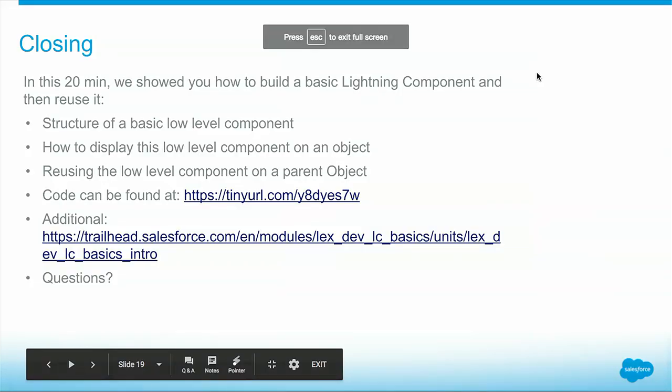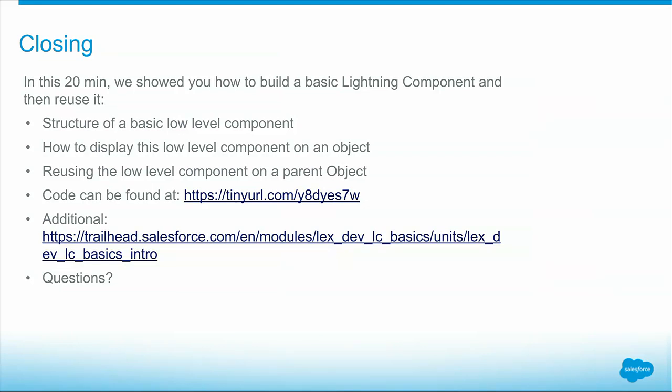Okay, so in this 20 minutes, we showed you how to build a basic Lightning component and reuse it. We gave you the structure of a basic low-level component and how to display that low-level component on an object when we reuse the code. You can find the code here at this URL. It's a GitHub link, and there are some additional Trailheads if you want more information about how to build these Lightning components. And if anyone has any questions, we have just under 2 minutes for some questions.